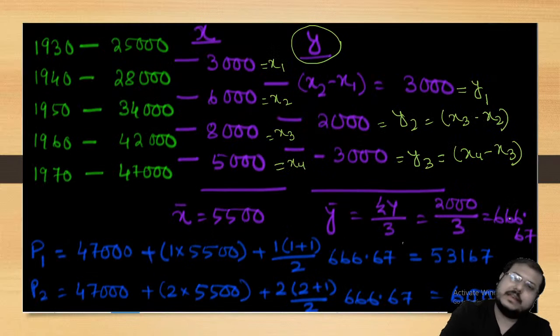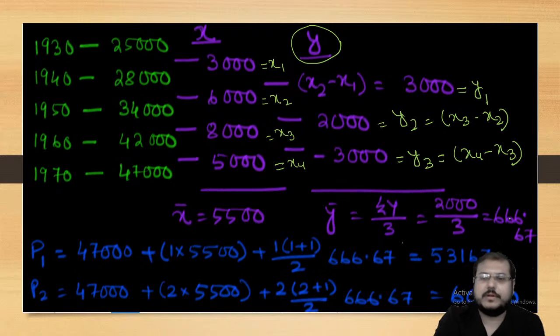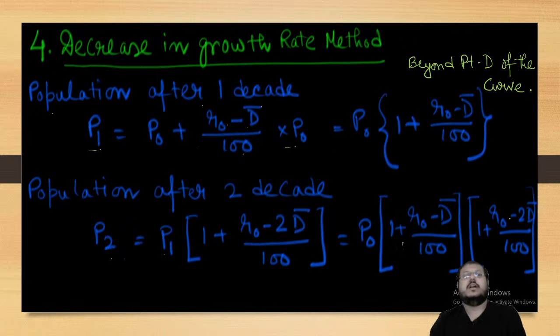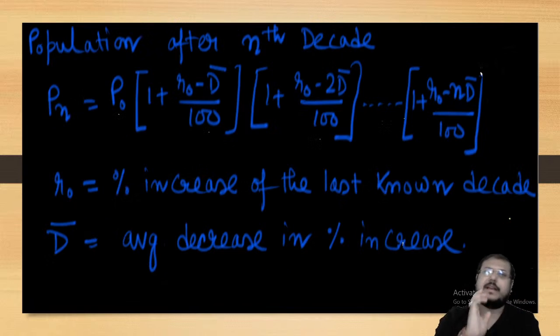After that, again we have solved the same problem. Now, the decrease in growth rate method is beyond point D of the curve. Population after 1 decade: P1, P0, everything is there after 1 decade. And P1 is P0 into 1 plus (R0 minus D bar) by 100. I have shown you what will be after 2 decades, then we have gone for what will be after the nth decade.